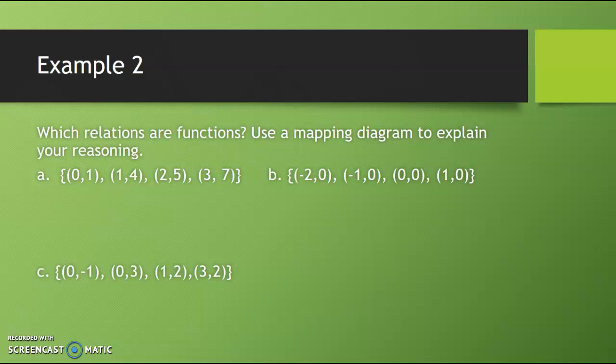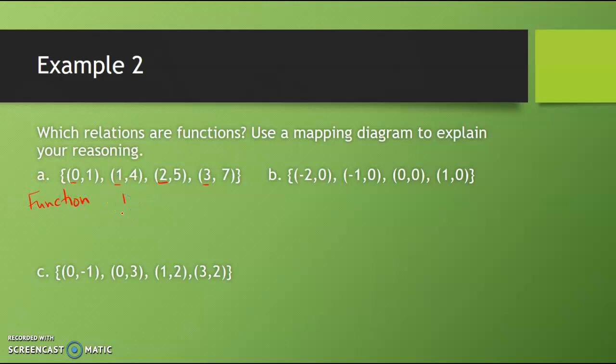So we can look at lists of ordered pairs and determine if it's a function or not. And the reason is we would only want to see one of each x value. So here we have 0, 1, 2, 3. This is going to be a function because none of my x values repeat.